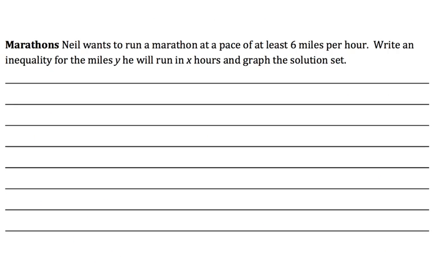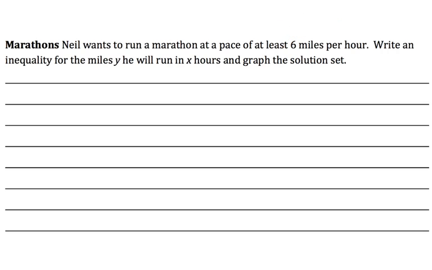Neil wants to run a marathon at a pace of at least 6 miles per hour. Write an inequality for the miles y he will run in x hours and graph the solution set. In case this throws you off, just think, well, 6 miles per hour, and I'm curious to know how many miles he can run. So I wouldn't multiply this by some random number. I'd multiply it by the time in hours. And if I did that, then that would drop out my hours and leave me with miles.